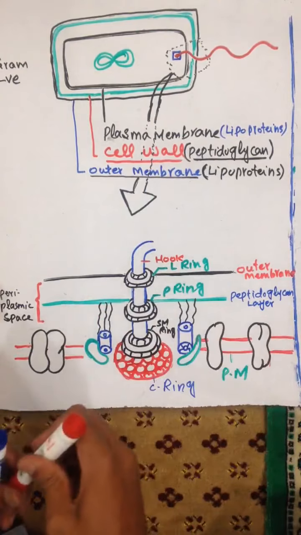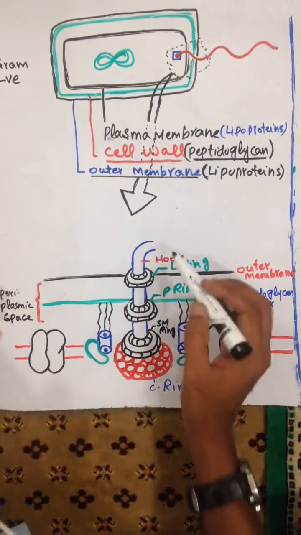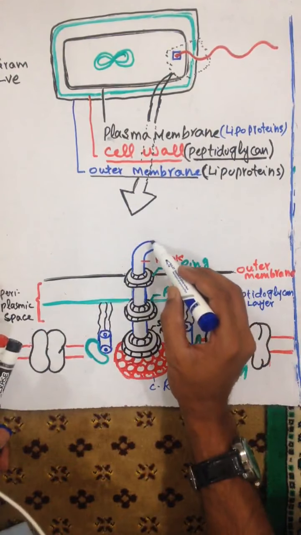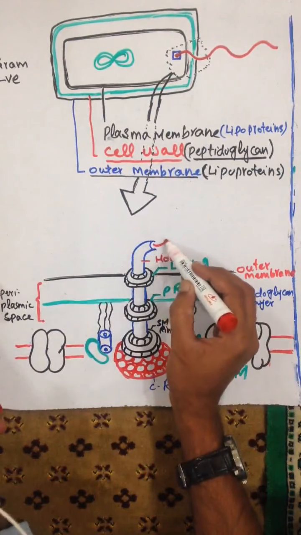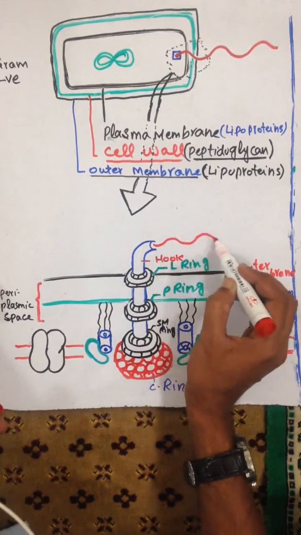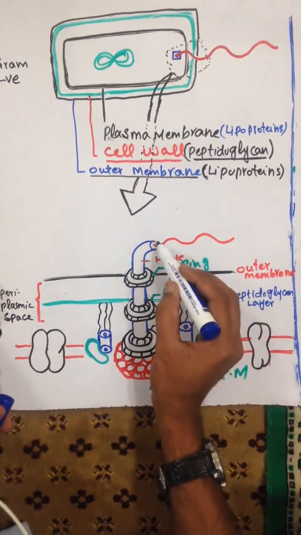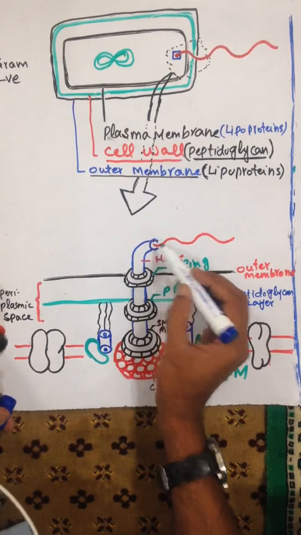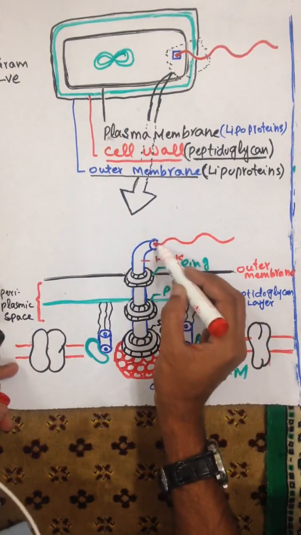Now what about the flagella? Flagella will come out. Flagella will be attaching here. This is the hook, and a helical flagella will be attaching here. This is the helical flagella, which will be fixed here in the hook area.